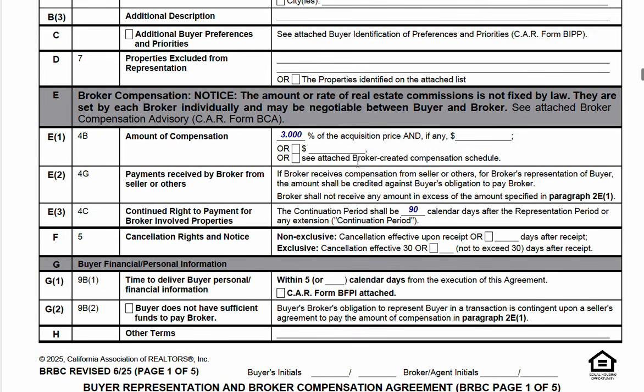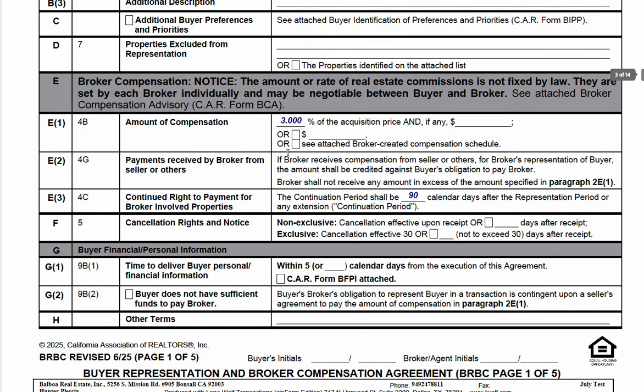Now, that's really all you need to do here, is put in a reasonable number, ideally 3%. If you have a question, leave a comment. Now, if the buyer gets weird on you, explain this section to them, okay?